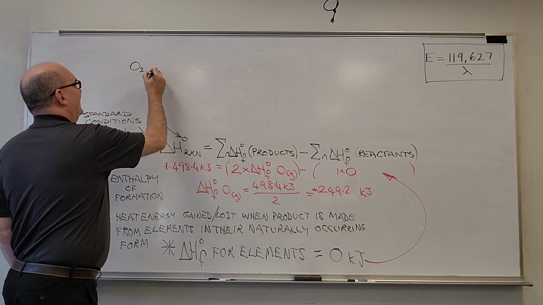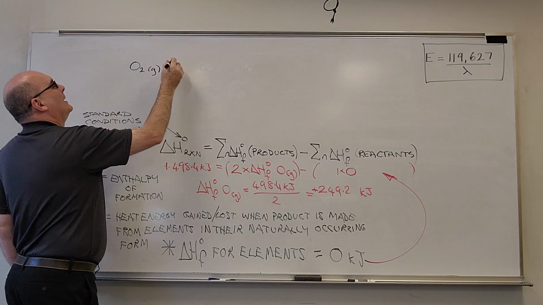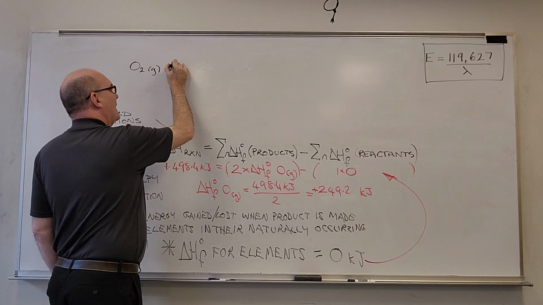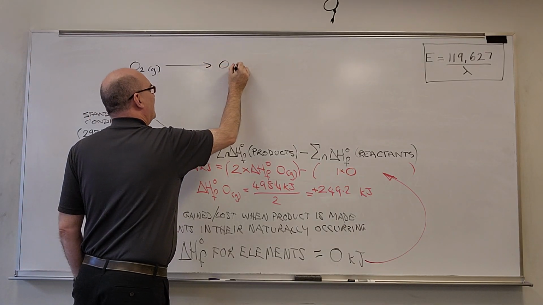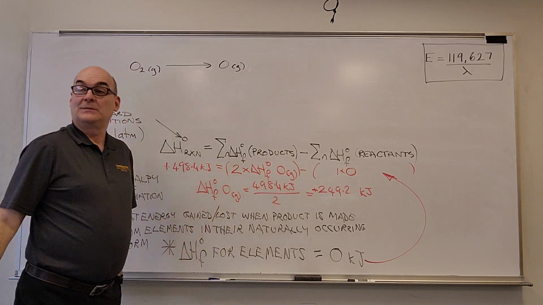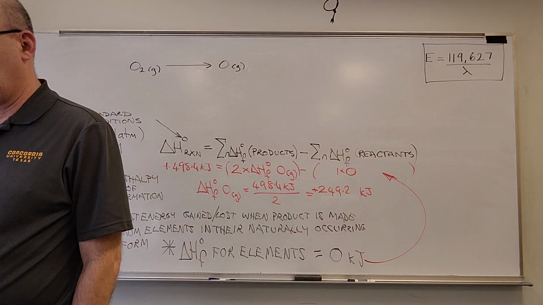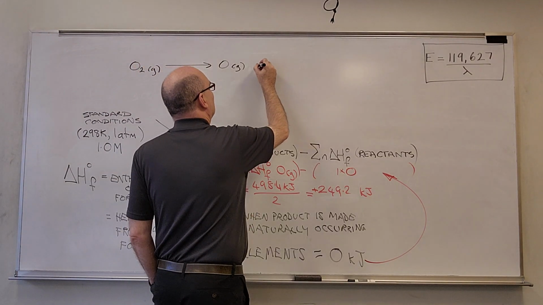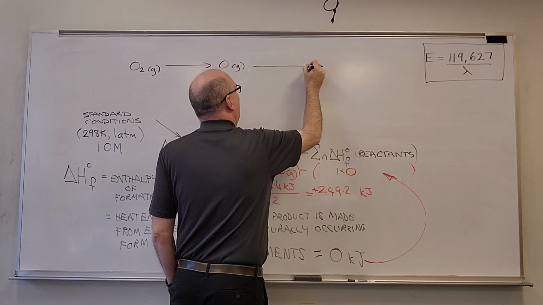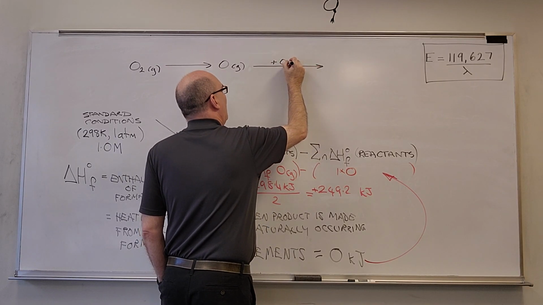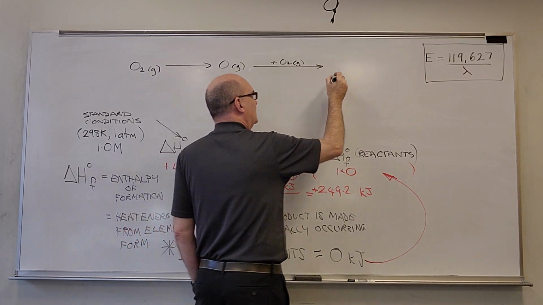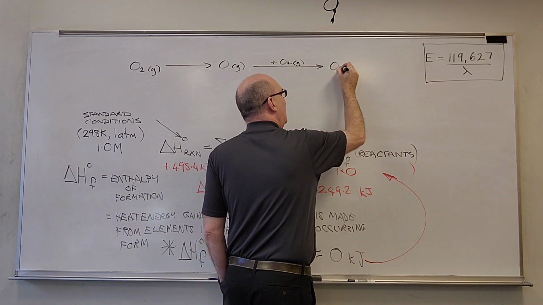Here's oxygen in the gas phase. We're going to do something to it that makes it split apart. That process is called dissociation and become oxygen atoms. And then we're going to add another molecule of oxygen, dioxygen, and make ozone.